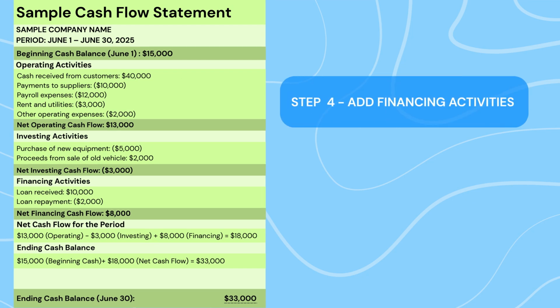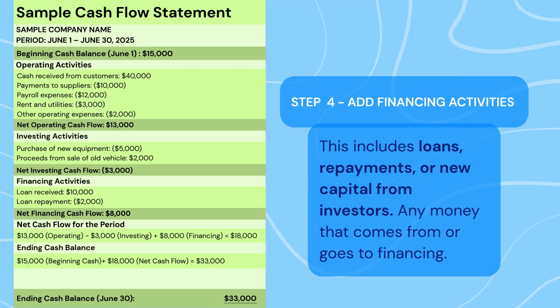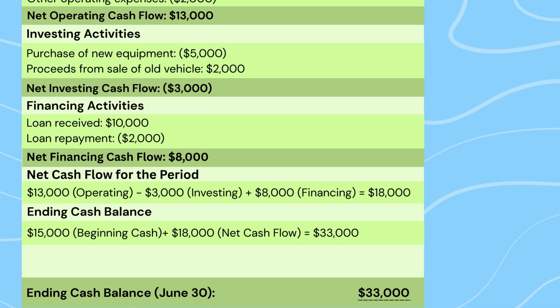Step 4, add financing activities. This includes loans, repayments, or new capital from investors. Any money that comes from or goes to financing. In the sample, we see $10,000 comes in and $2,000 goes out.